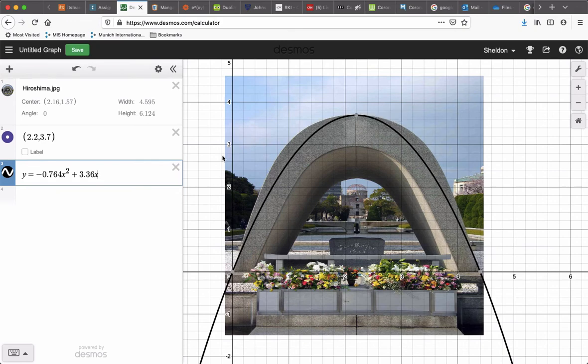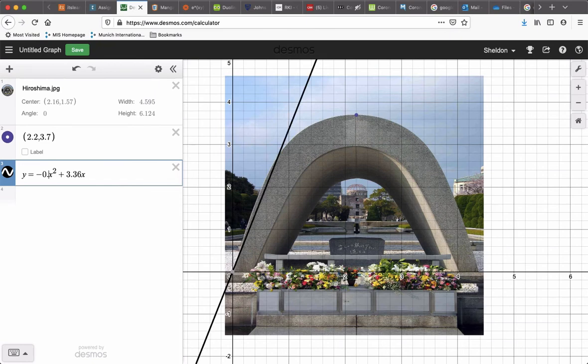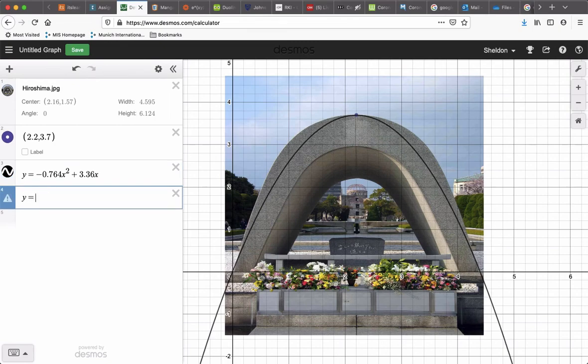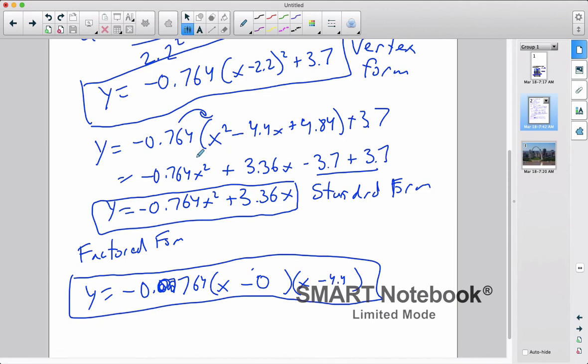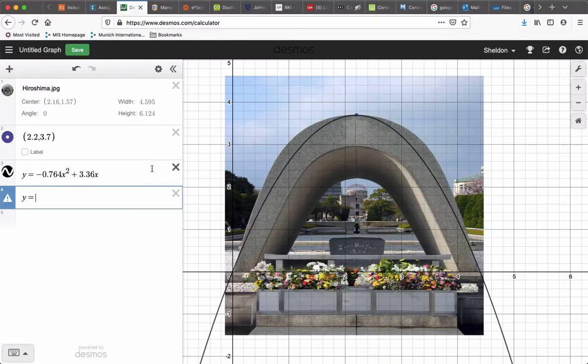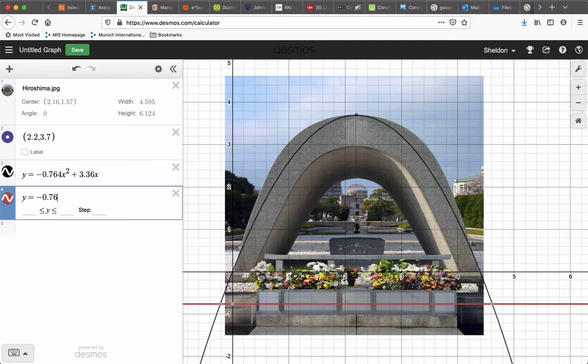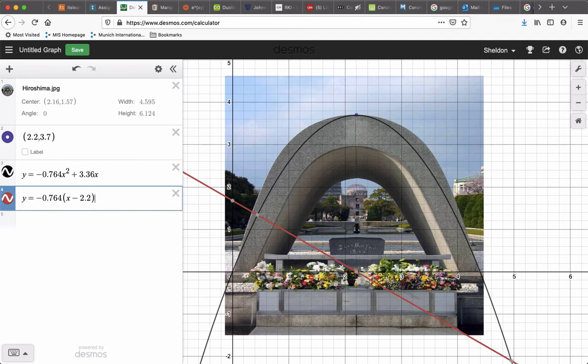All right. So if you want to make a better model, maybe you can try making it a bit wider. What happens if I do 0.8? Oh, that makes it smaller. You can kind of play around with it a bit. Maybe you want to play around with it in vertex form. Let's write it in vertex form. So in vertex form, we had 2.2 and 3.7, so it should be negative 0.764 times (x minus 2.2) squared minus 3.7 plus 3.7.